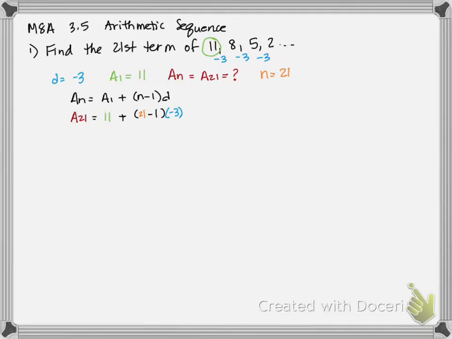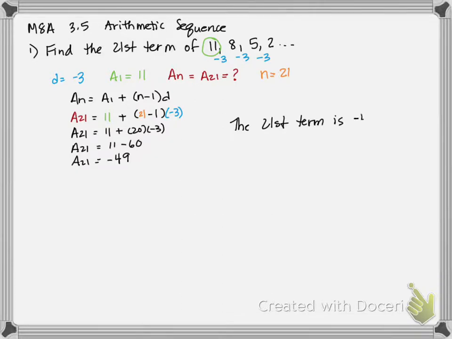Okay, and now we just solve it. The 21st term is going to be 11 plus 20 times -3. And that gives me 11 minus 60. And the 21st term is going to be -49. So that's what I just write. The 21st term is -49.